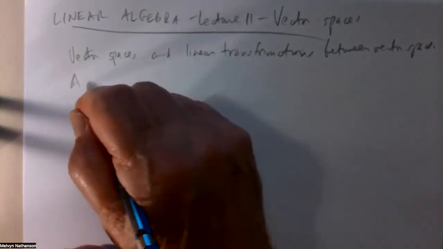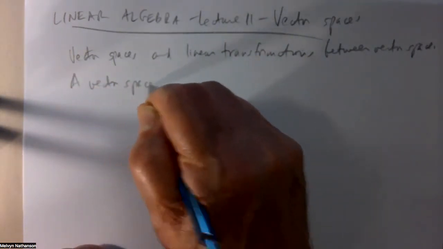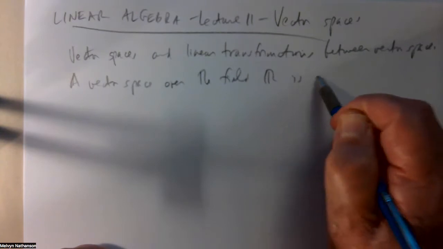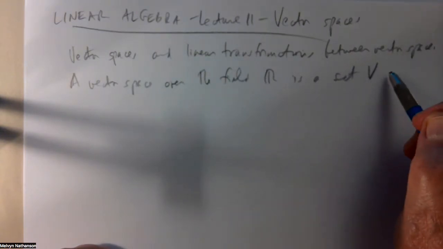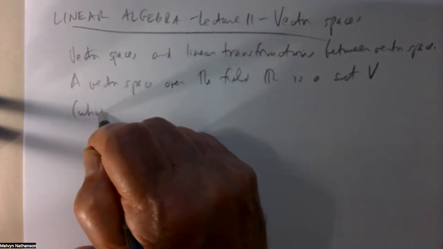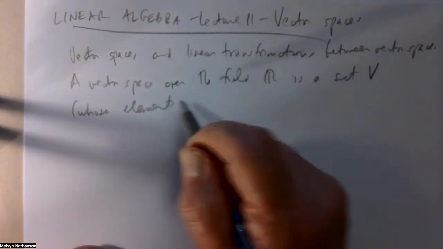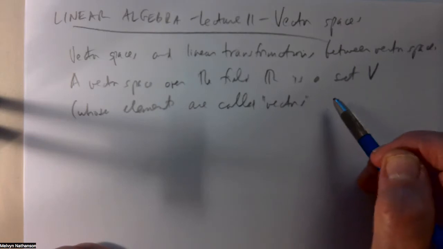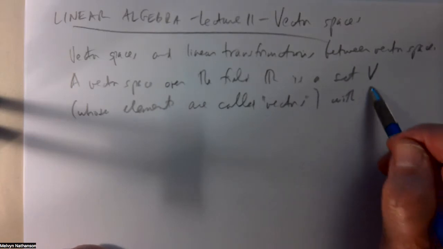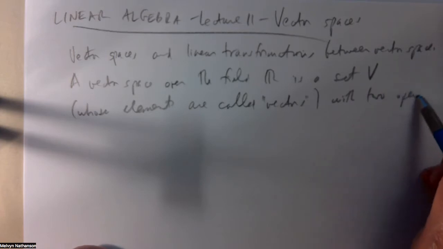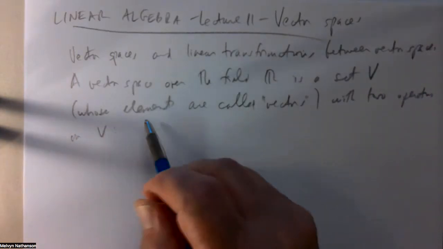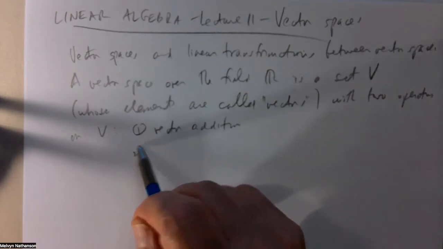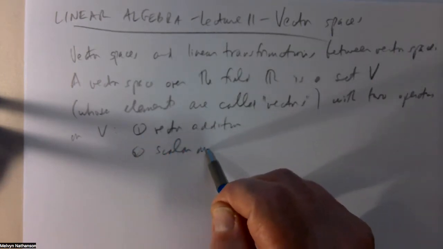So a vector space over the field of real numbers R is a set V whose elements are called vectors. And there are two operations on V. The first is vector addition. And the second is scalar multiplication.